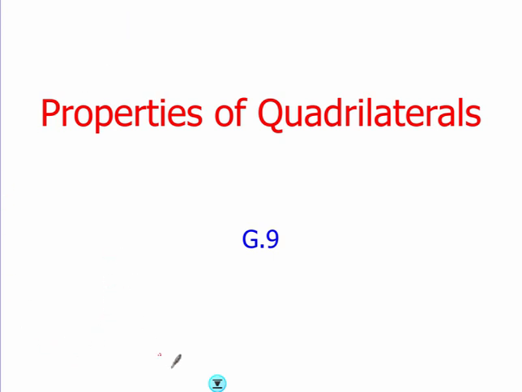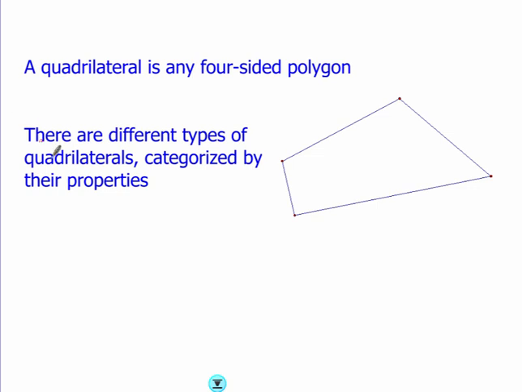For this video, we're going to be discussing the properties of quadrilaterals. So a quadrilateral is any four-sided polygon, right? And there are a bunch of different types of quadrilaterals, and they are categorized by their different properties. We're going to spend some time in this video just going through the properties of each of the individual types of quadrilaterals. In order for a shape to be a quadrilateral, it just has to have four sides. That's all there is to it.